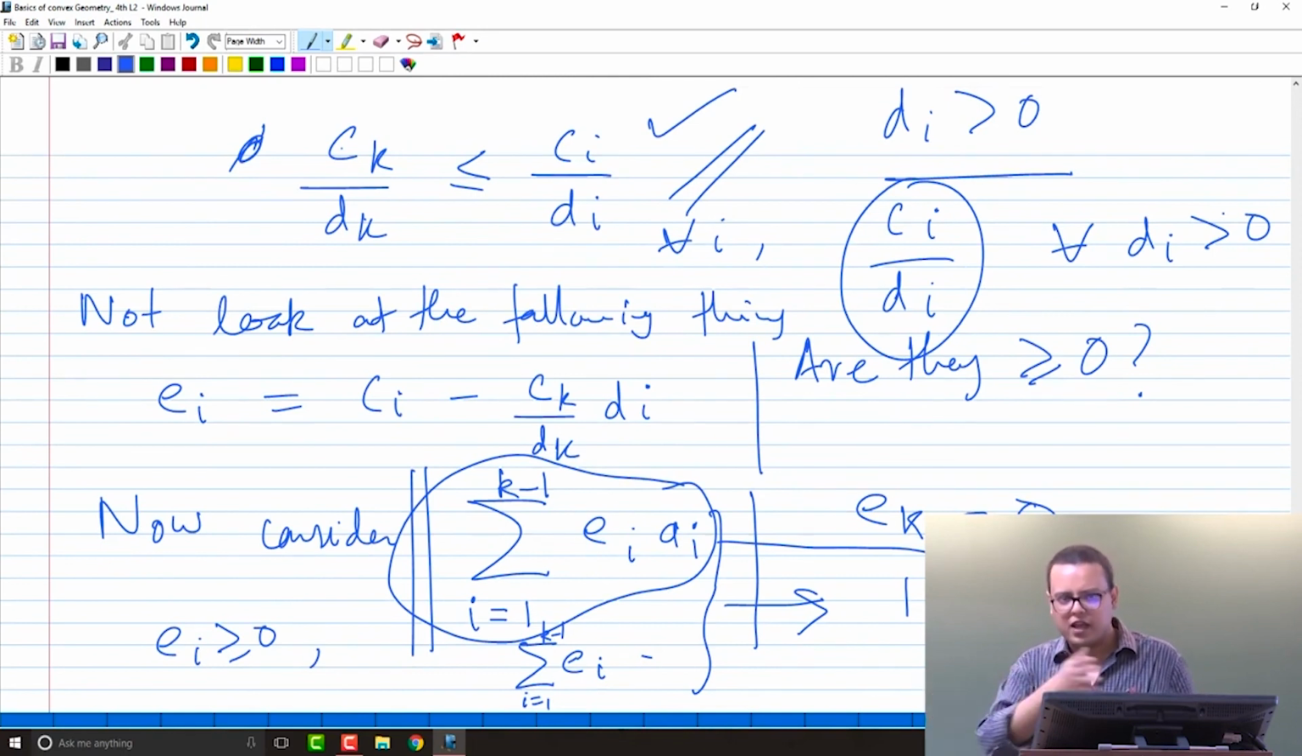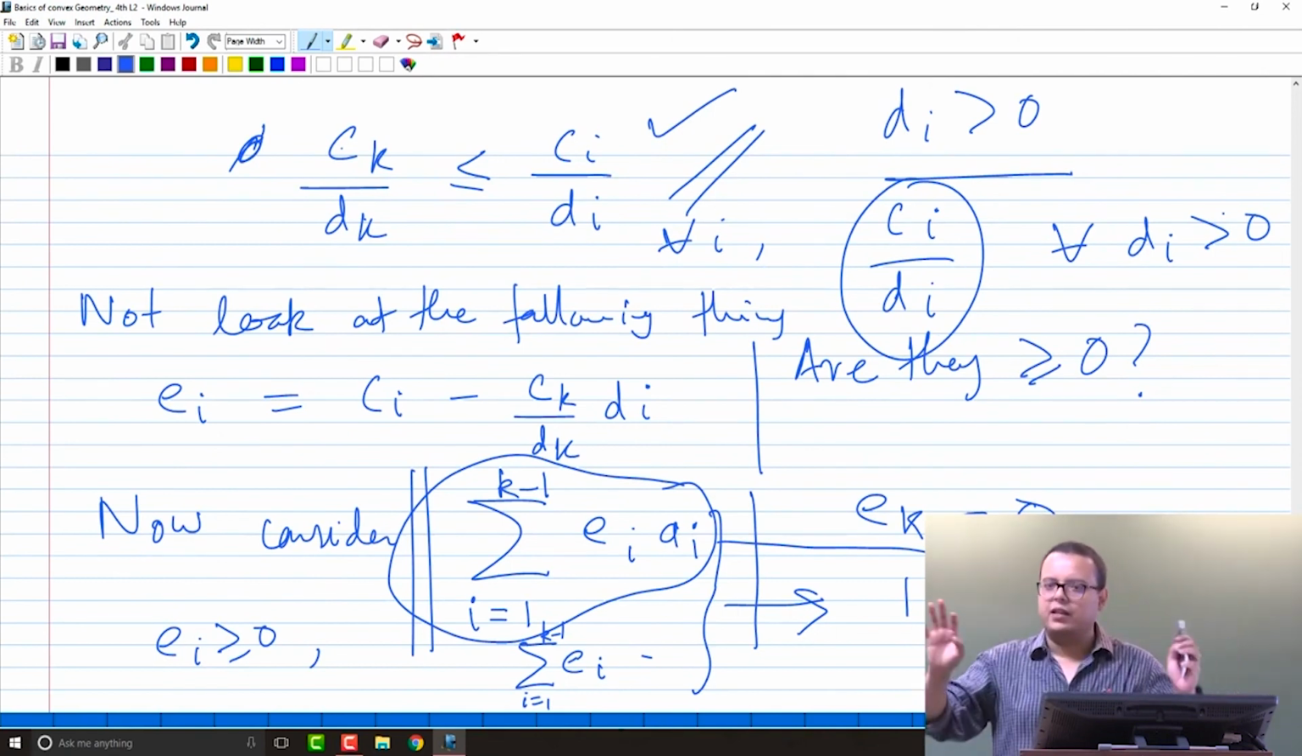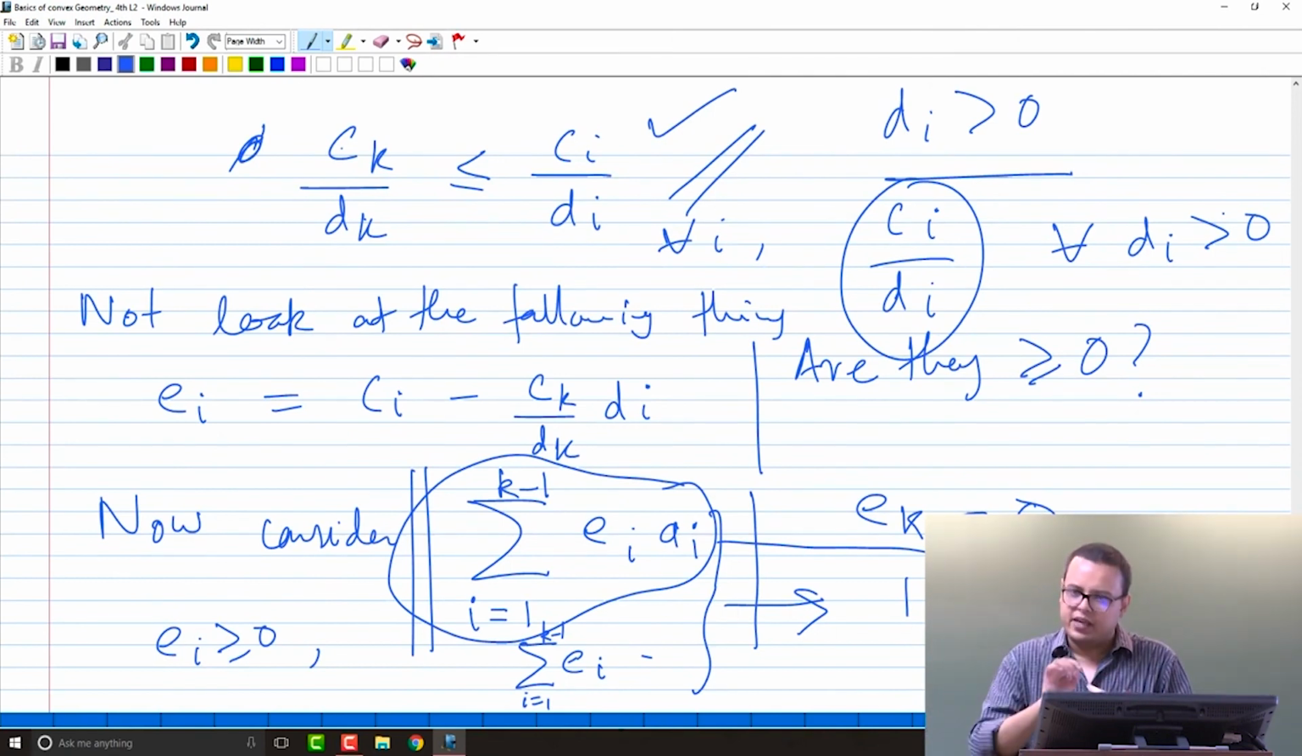I can order it, right? I am assuming the minimum one is the kth one. Why am I doing it? It just looks nice. I have started with a1 to ak as if I have dropped the akth thing. If it was a j, cj by dj is the smallest one among all the di's greater than 0, what would you have dropped from this expression? Aj. Just to make it look nice, you assume it to be k.